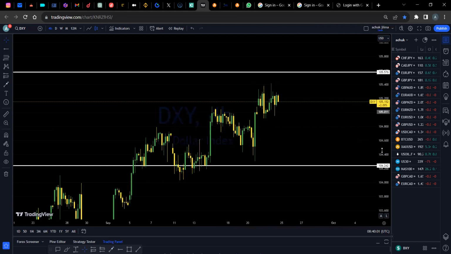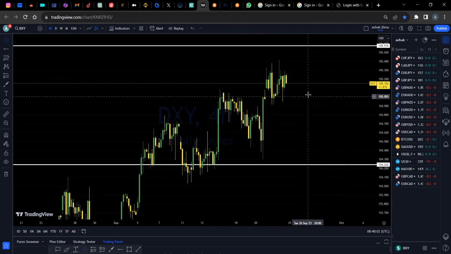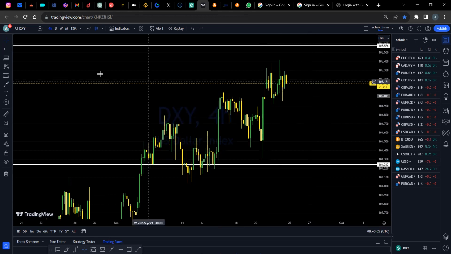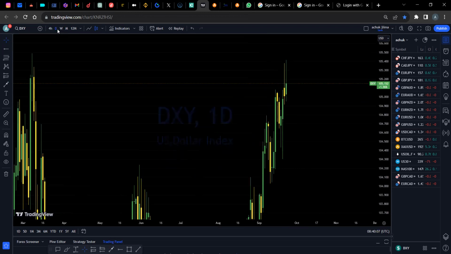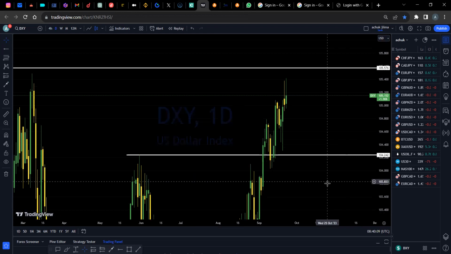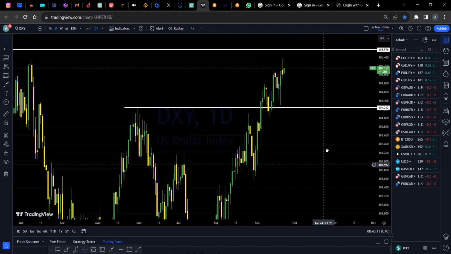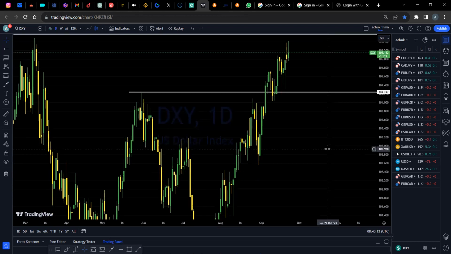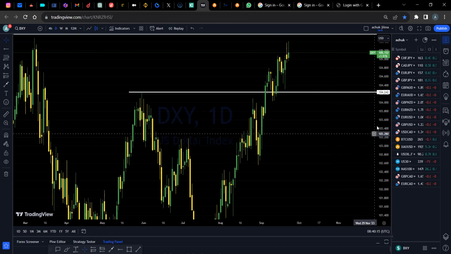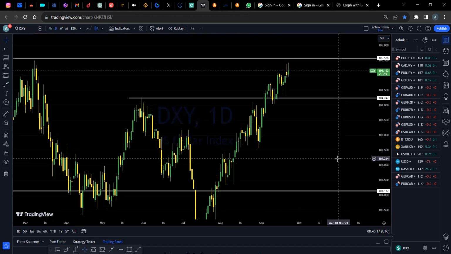So this is what we have on the dollar index, meaning we are still on the bigger picture. We are still looking for continued dollar strength. With that being said, maybe I can just couple in one more dollar pair or two, and then we can move on to the other pairs and see what we're doing.